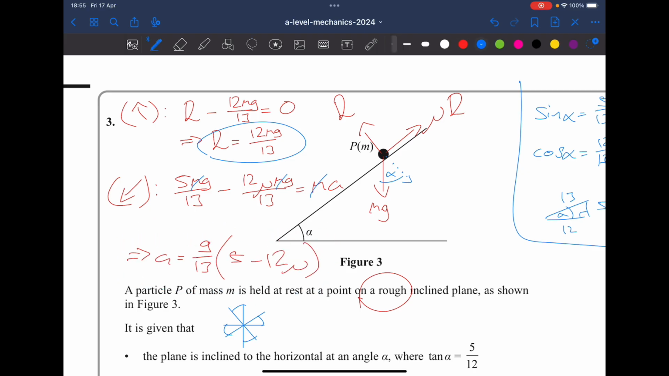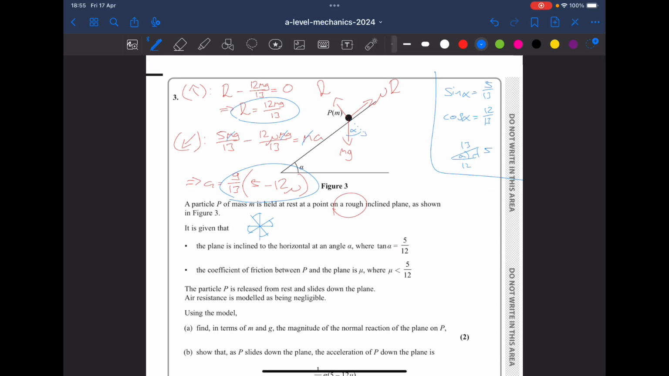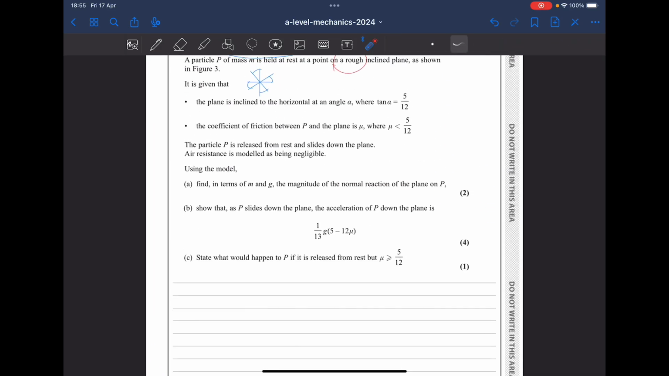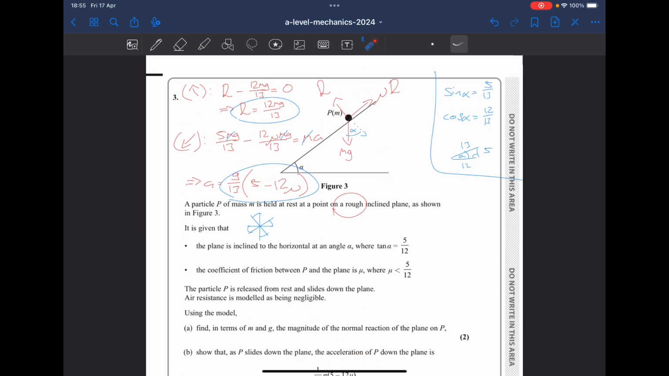I'm pretty sure this is going to show that one. So if we look down below, find the normal reaction, we did that. And yeah, 1/13 of g, and then 5 minus 12 mu. So lovely. These questions, normally, if you find the acceleration, you've done everything. It might be a case of then just, oh, we need to actually write down what friction was. So you need to times this by mu, for example.